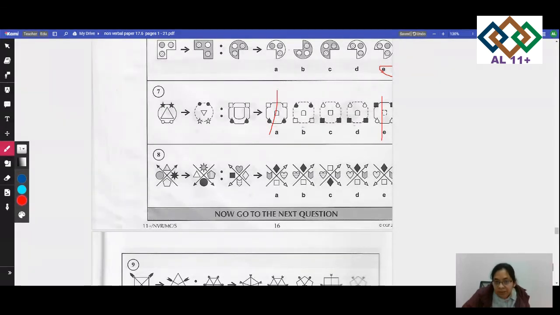And also the inner shape needs to shrink and the outside also. If this one comes down and this goes up, and then this will become shaded, this will become non-shaded. So that's why it will be D.